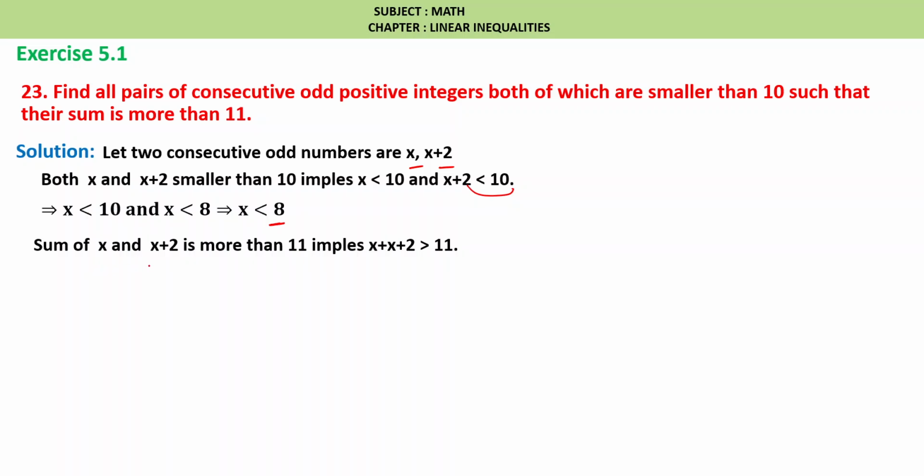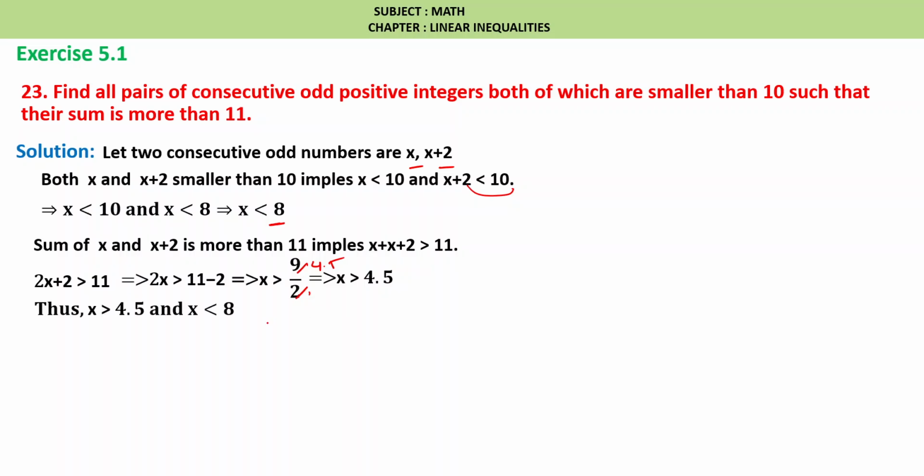So, the sum of x and x + 2 is more than 11 implies x + x + 2 is greater than 11. That is 2x + 2 is greater than 11. That is 2x is greater than 11 minus 2, that is 2x is greater than 9. That is x is greater than 9 by 2, then x is greater than 4.5. Therefore x should be greater than 4.5.